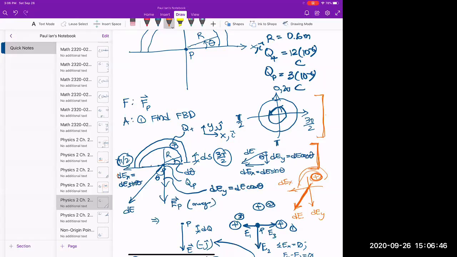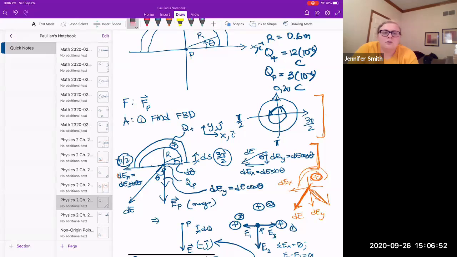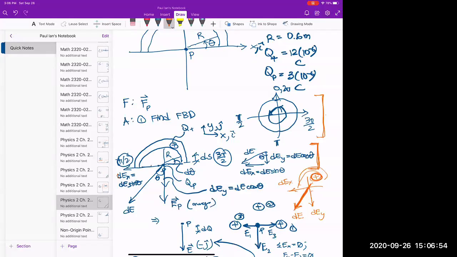And it doesn't matter. You could have gone this way as well, as long as it's away from it. And then after you draw this dE, you have dEx and then dEy. Same with the other guy. This doesn't change, is what I'm saying. The only thing that changes is the direction this is pointing. So this dEx is always going to equal dE sine theta, and dEy is always going to equal dE cosine theta.